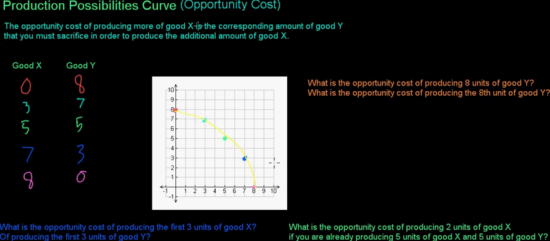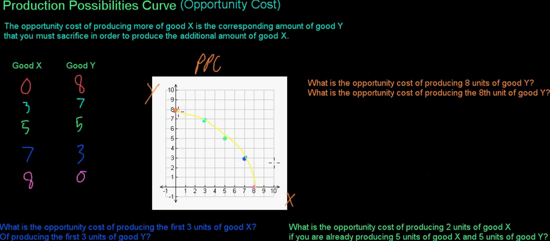So let's say that we're producing none of good X. So we're at this point right here. We're producing 8 units of good Y and we're producing no units of good X. And I should label this again. This is the production possibilities curve, and this is good Y, and this is good X. Okay. So we're producing none of good X.